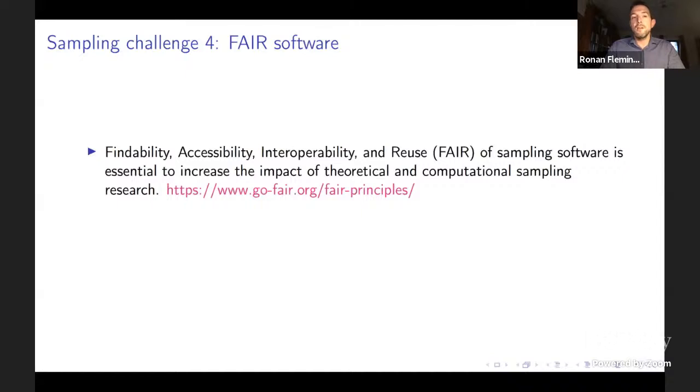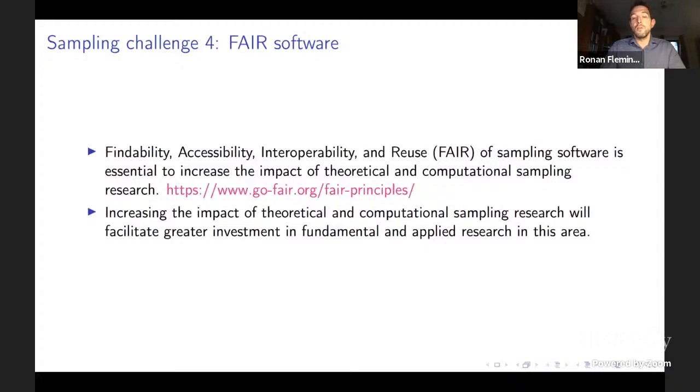A challenge here really is having findable, accessible, interoperable, and reusable software. A lot of the software that's built does not satisfy these principles. It tends to be developed by a single PhD student, and they don't seem to think about the investment in time and effort that's gone into their PhD, and that loads of people might really want to use their software, but they can't because it's not accessible to them. And so I think if there's more focus on that sort of thing in the sampling community, there would be increased impact of the sampling work, and this would facilitate arguments for greater investment in fundamental and applied research in this area. So it's a win-win situation from my perspective.